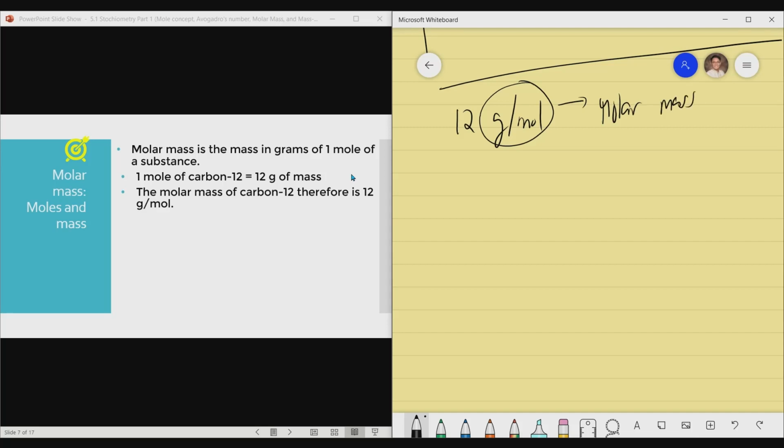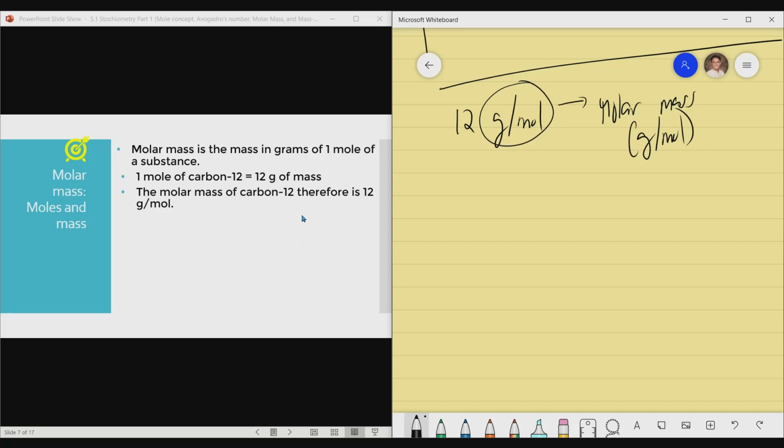Okay? So molar mass, the unit will be gram per mole, or in Tagalog, gaano kadaming grams sa kada isang mole. Kaya nga siya gram per mole. In English lang, gram per mole, gaano kabigat kada isang mole. So say for example, this one, you have 1 mole of carbon-12 is equal to 12 grams of mass. Okay, so that will be the molar mass of carbon-12, therefore, is 12 grams per mole.